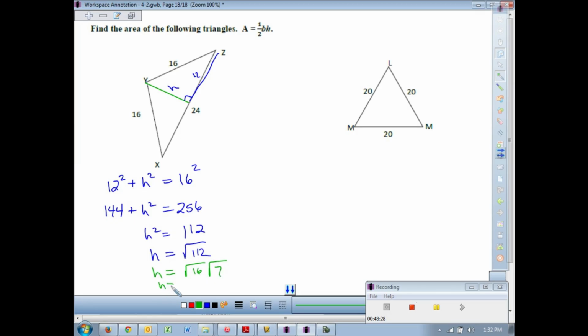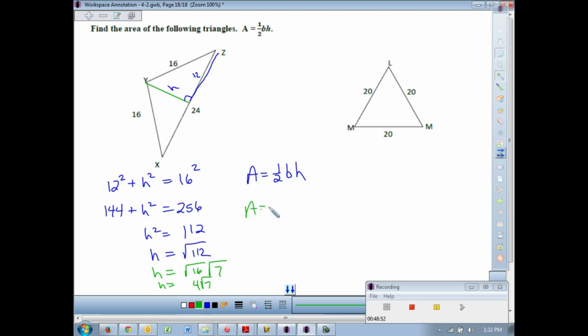And my height is really what then? 4 square root of 7. And then we stop there because we think we're done, but we're not done. They said find the area of the triangle. All we did was find the height of the triangle. Write the formula down first over here. New set of work, right? Area equals 1/2 base times height.